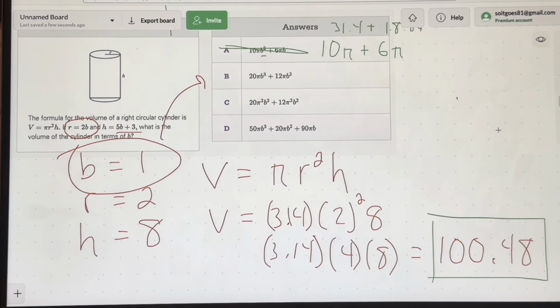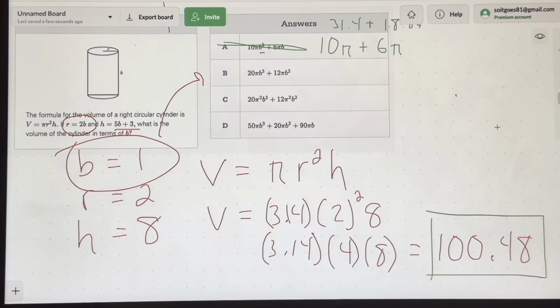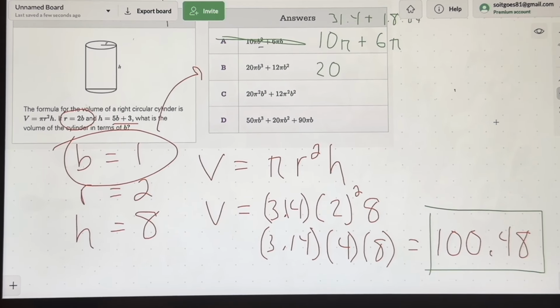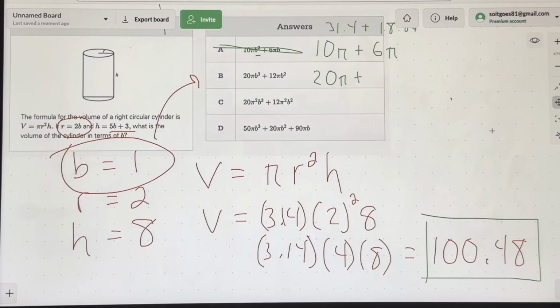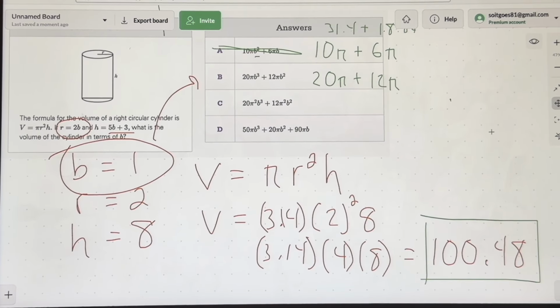Let's try B. I know if you see B cubed, you're like, oh man, what do I do with that? Remember, if B is 1, then that just disappears. It's just 20 pi, plus 12 pi. So I love plugging in ones. Love it.